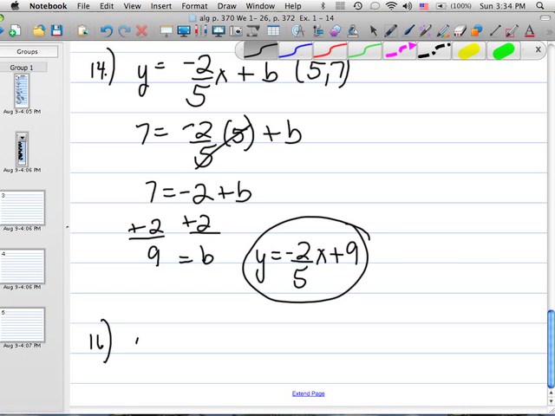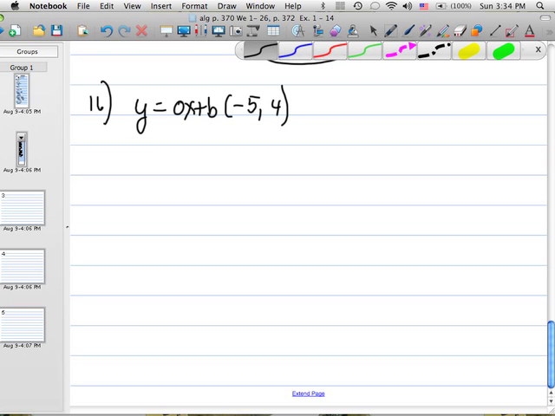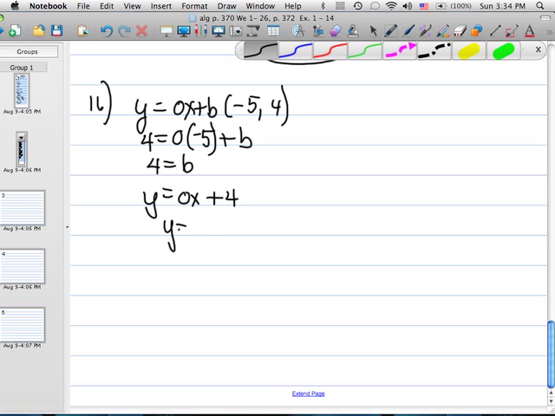16, the slope is 0, so y equals 0x. It passes through the point negative 5, 4. So 4 equals 0 times negative 5 plus b. So 4 equals b. So our equation is y equals 0x plus 4. Simplest form is y equals 4. It's a horizontal line. If it has a 0 slope, it is a horizontal line going through a point on the y-axis.